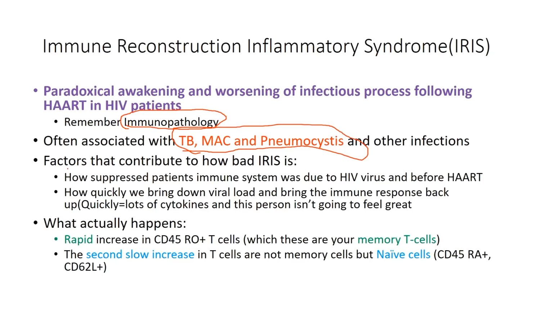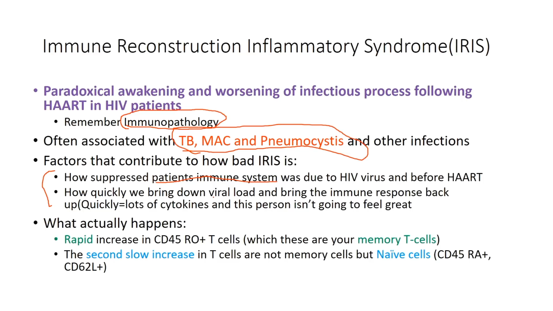The factors that determine how bad IRIS is are pretty much how suppressed the patient's immune system was before we gave them that HAART, and then how quickly that immune system ramped up after we initiated this, and how low we brought our viral load, right? Those sorts of things interplay in how quickly our immune cells respond or grow back and then overrespond, to where there's strong immunopathology, and this could cause all sorts of damage from whatever infection they had underlying.